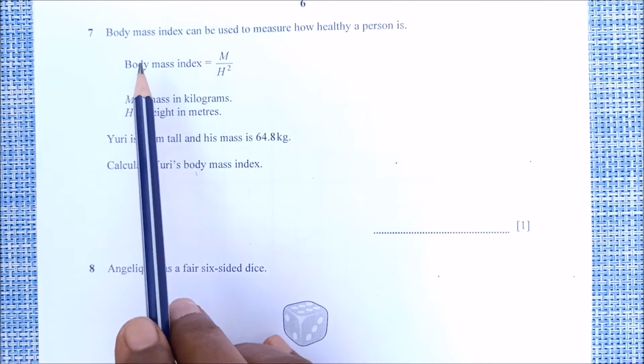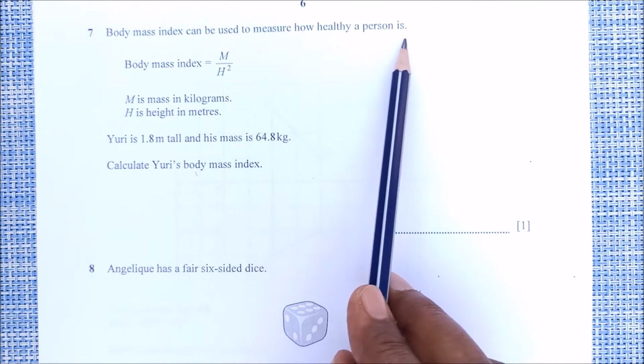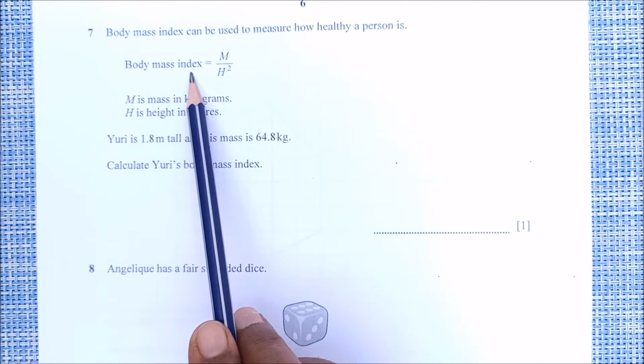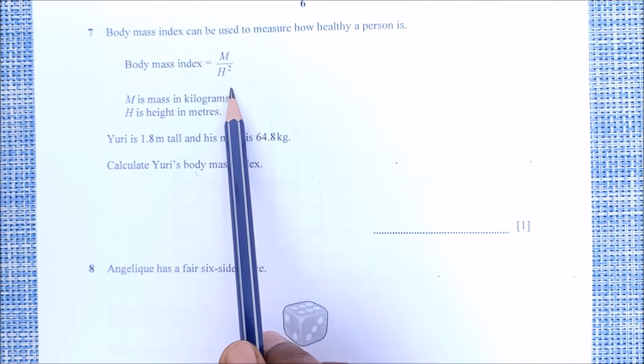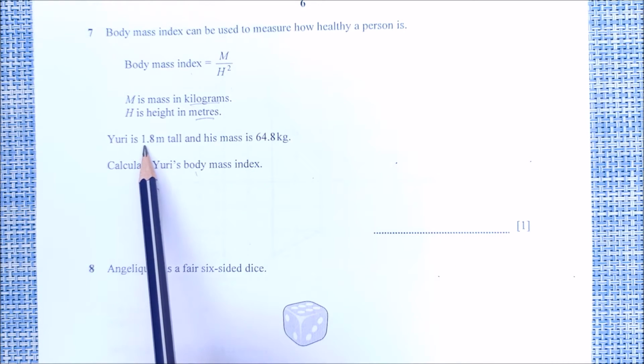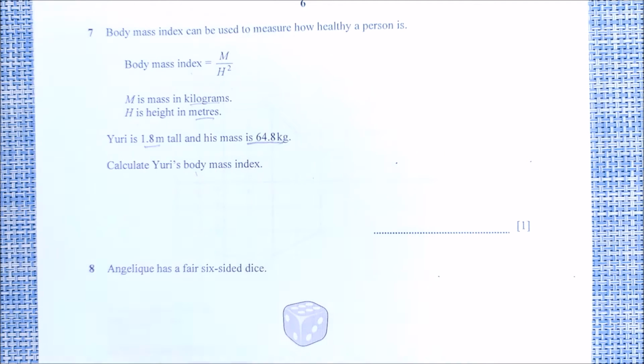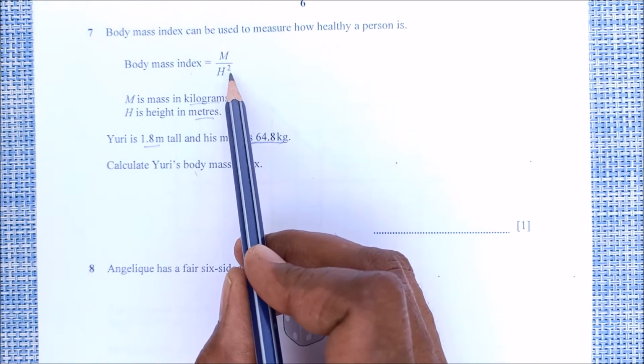Question 7. Body mass index can be used to measure how healthy a person is. Body mass index is given to us as m over h squared, where m is mass in kilograms, h is height in meters. Yuri is 1.8 meters tall and his mass is 64.8 kilograms. Calculate Yuri's body mass index. So we just need to substitute these values here.